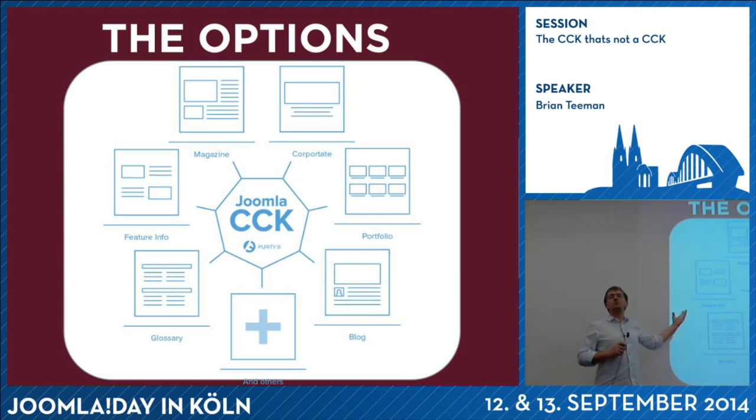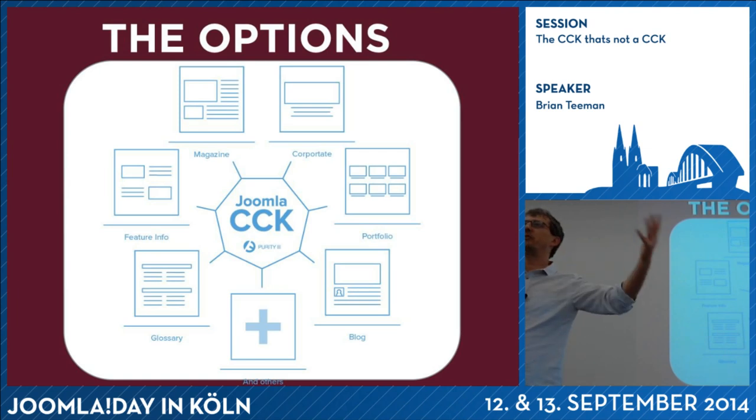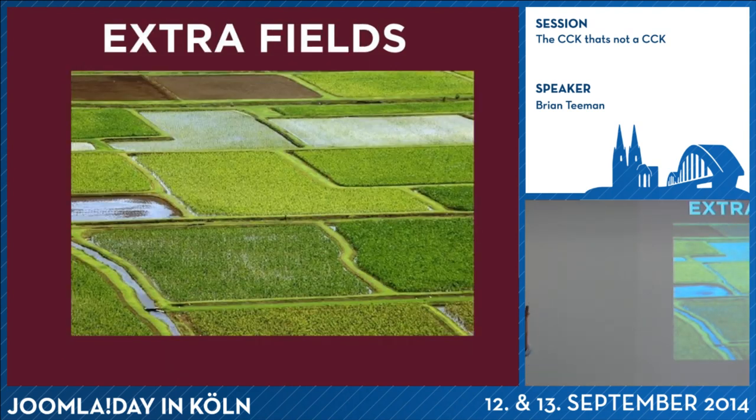These are a load of different types of content you might have on your website. Magazine articles, corporate stuff, portfolios, blogs, glossaries, feature info, all sorts of different things. Each one of those requires a different layout. Some of them require just text. Some of them require text and pictures or videos. Some of them you want to have some extra data. And you want it always to be consistent across your site. You don't want people to click from article to article and it change. They like a consistent look and feel. So with extra fields, you can do that.